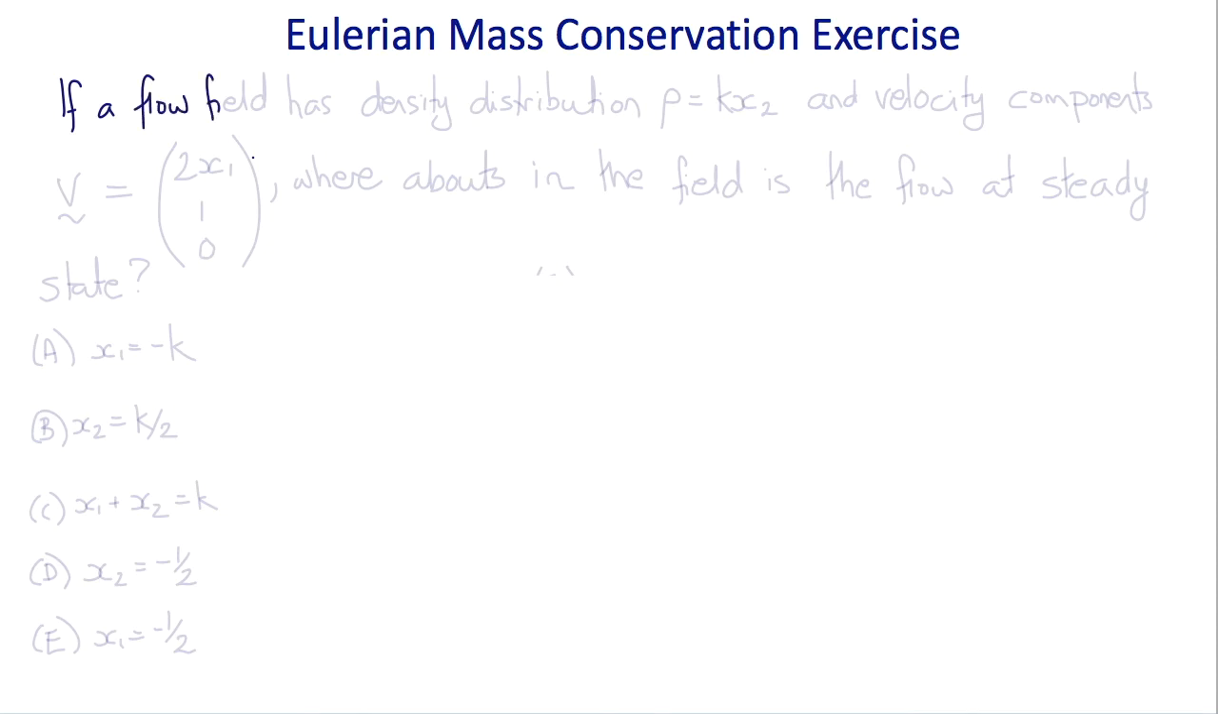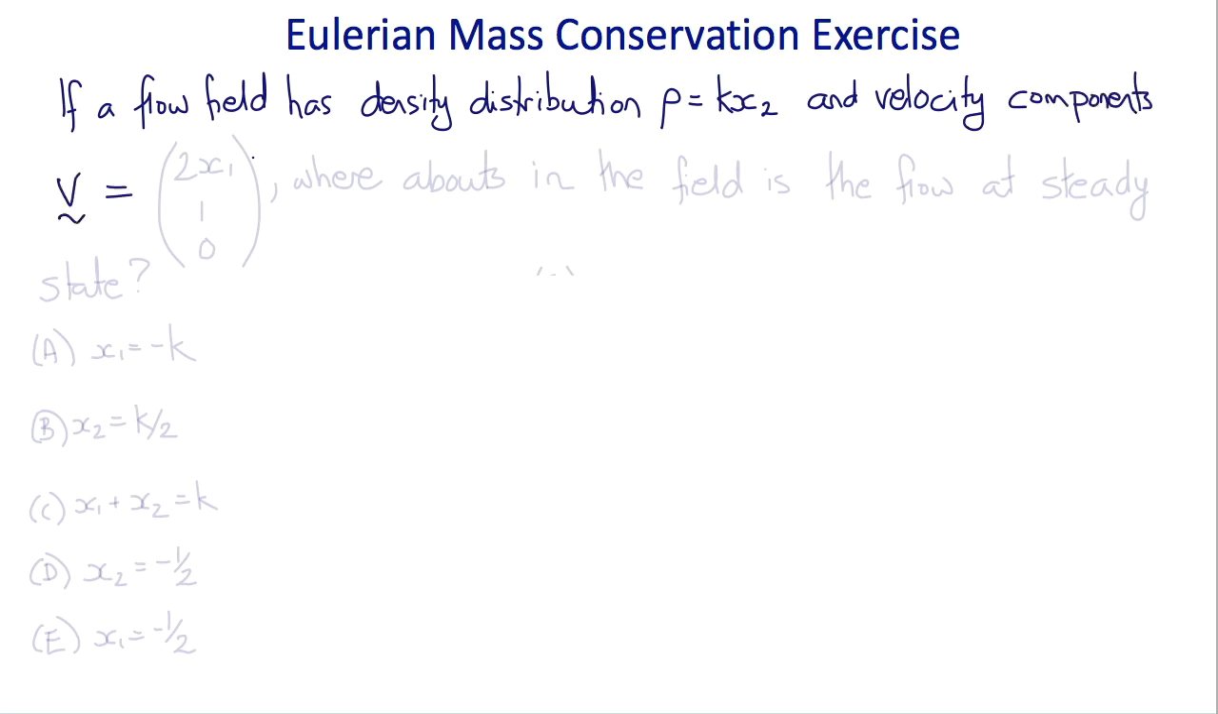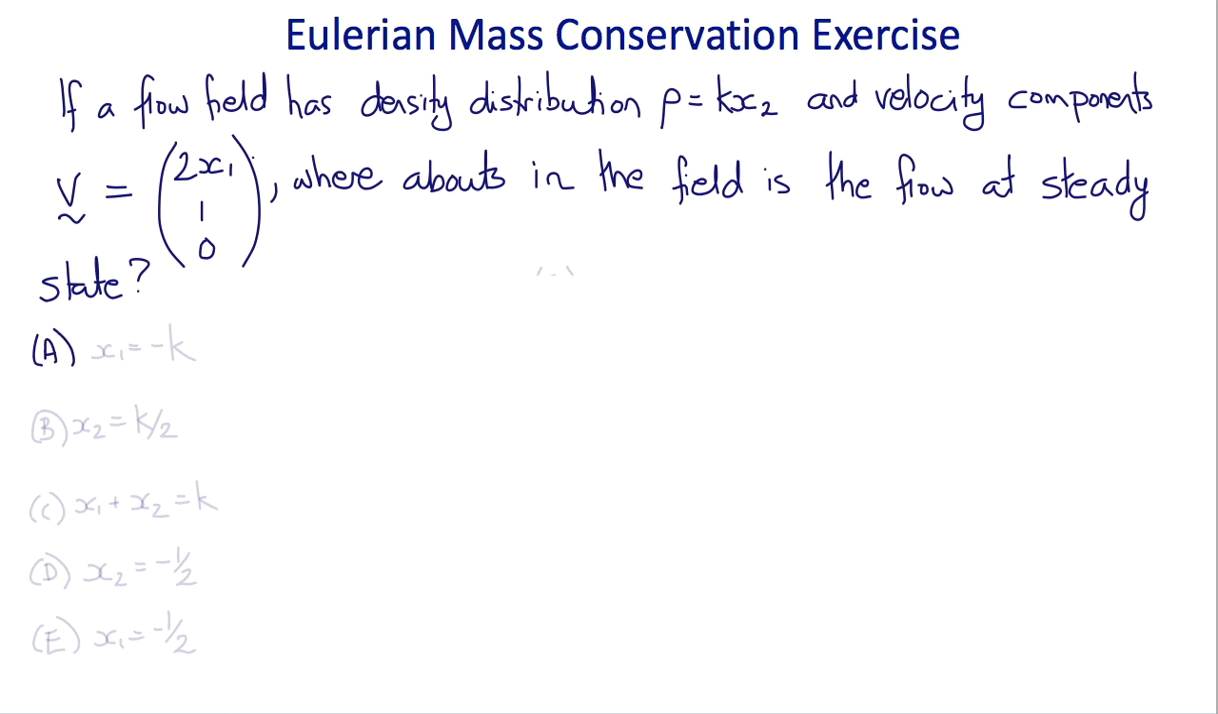Let's do an exercise making use of the Eulerian form of mass conservation. If a flow field has a density distribution given by ρ equals k times x2, and velocity components given by v equals (2x1, 1, 0), whereabouts in the flow field is the flow at steady state? Is it A at x1 equals minus k, B at x2 equals k upon 2, C at x1 plus x2 equals k, D at x2 equals minus 1/2, or E at x1 equals minus 1/2?